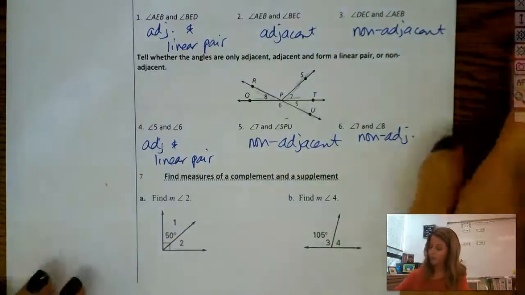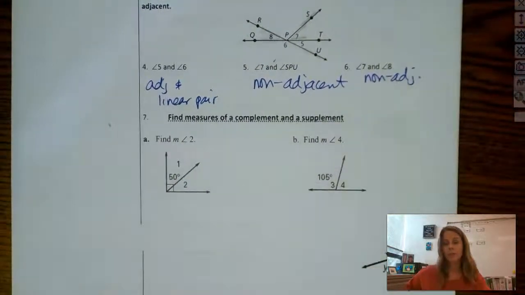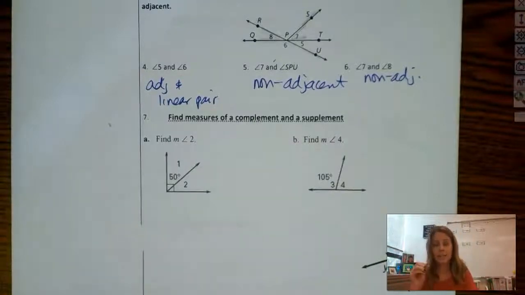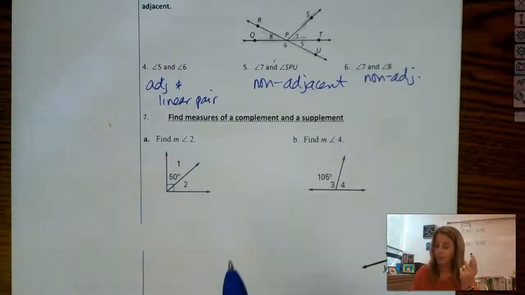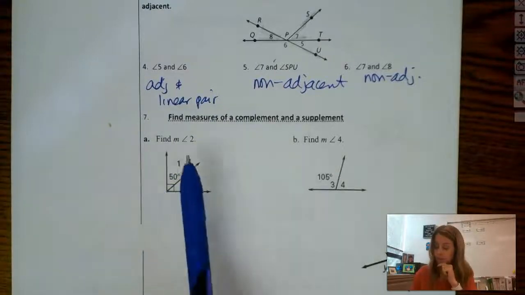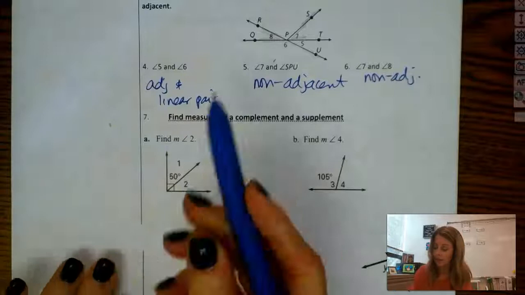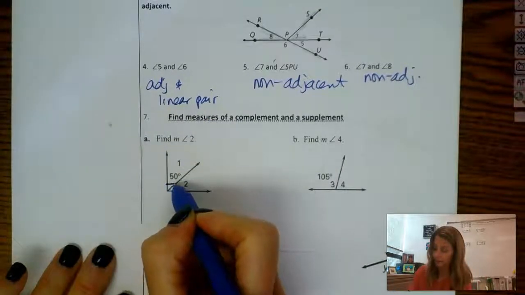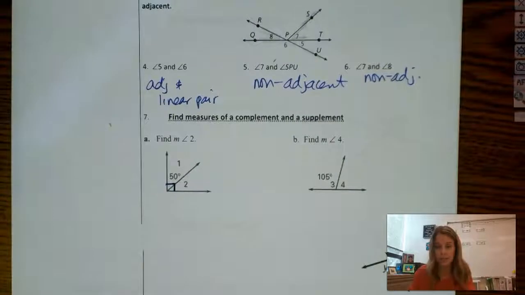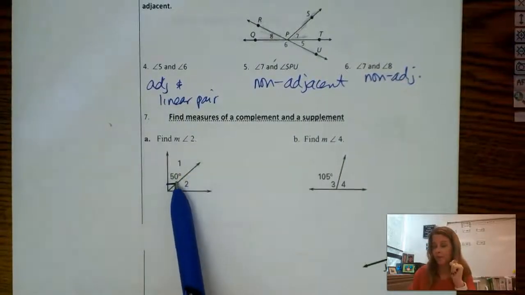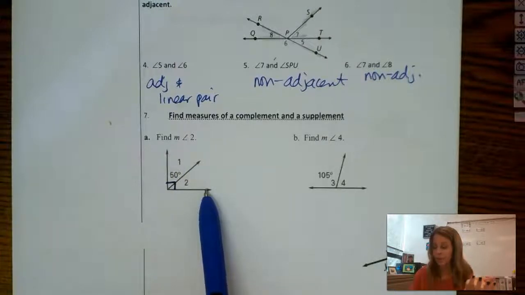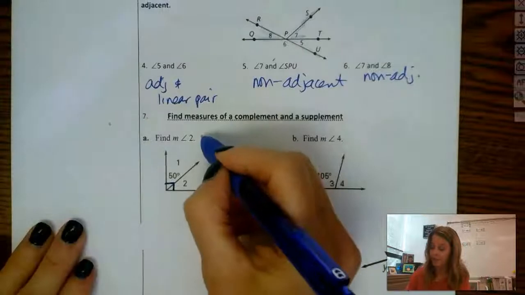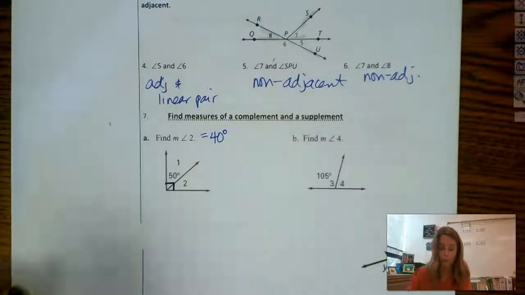Okay, let's go on to complements and supplements. We said at the top, complementary angles add to 90, supplementary add to 180. Two angles that are complements add to 90. In this diagram with angle 1 and angle 2, I notice the right angle symbol, so they add up to 90. If I am given a 50-degree angle and I want to find angle 2, its complement, I can just do 90 minus 50, so the measure of angle 2 would be 40 degrees.